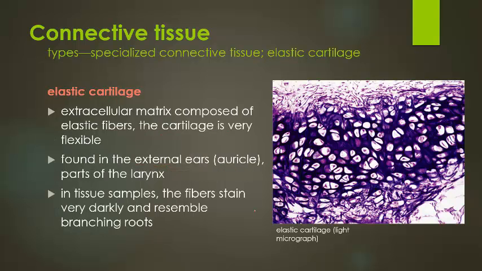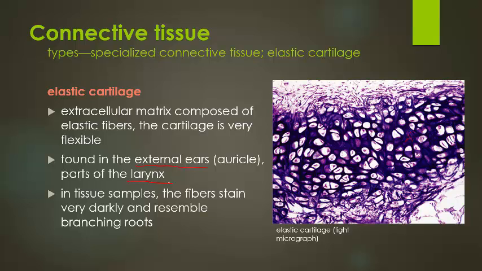Second kind of cartilage is called elastic cartilage, and in it the extracellular matrix is filled with many elastic fibers, and so that makes this kind of cartilage very, very flexible. And you can see all the elastic fibers here. That's all that fibrous looking material that's in the extracellular matrix around the lacunae. We find elastic cartilage in the external ear. So we talk about that as the auricle, the part of the ear flap that sticks away from the head. And it's also found in parts of the larynx, the voice box.